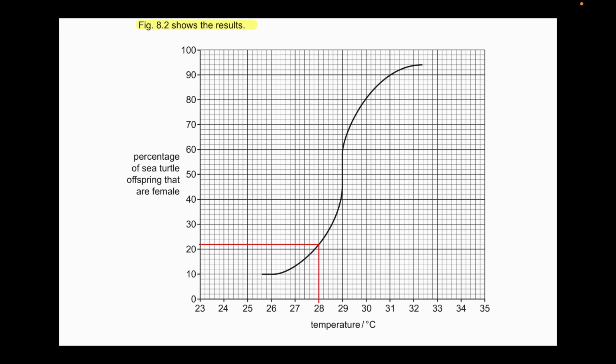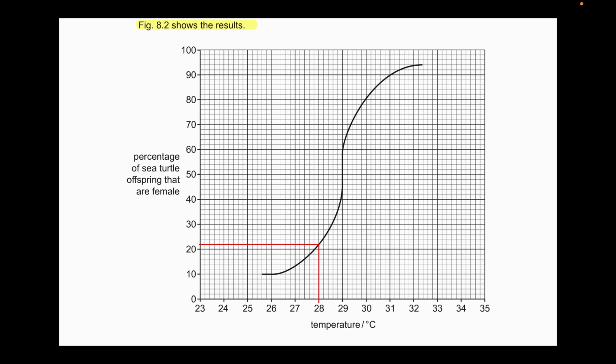The steepest change occurs at 29 degrees Celsius. As you can see, at 29 degrees Celsius there is an extreme change, like it goes from nearly 40% to 60% female. Then equal numbers of male and female occur at 29 degrees Celsius as well, because we can see 50% occurring at 29 degrees Celsius.